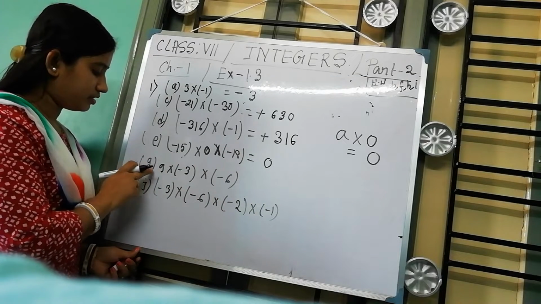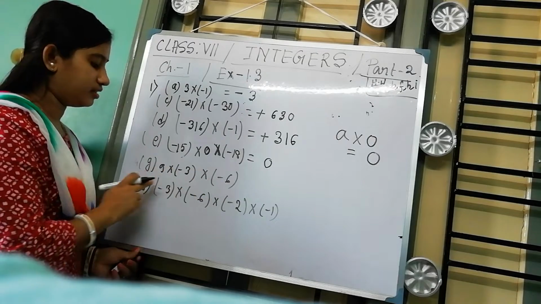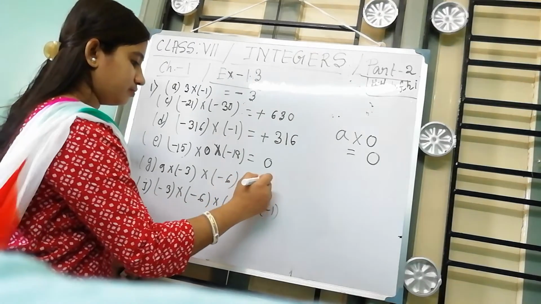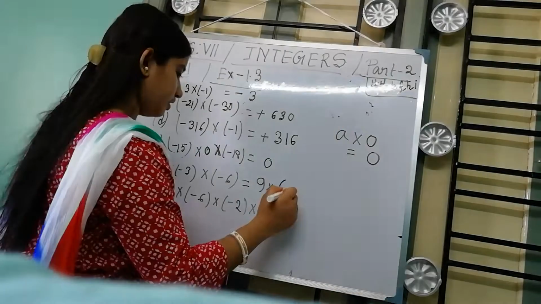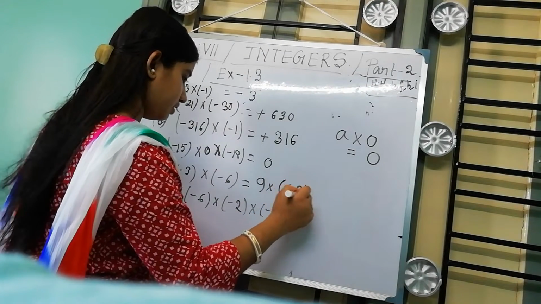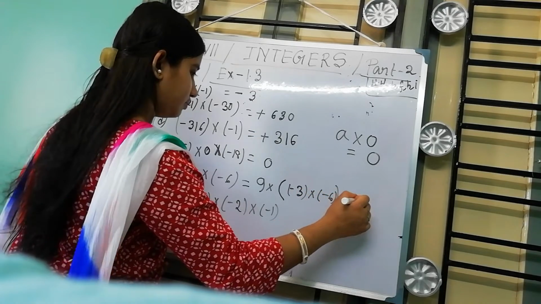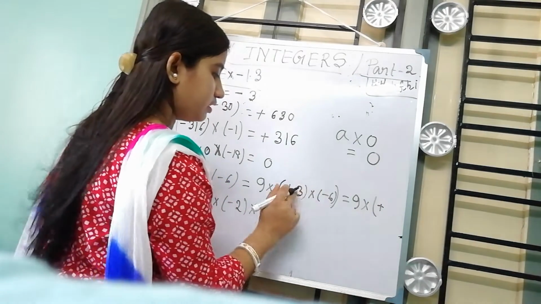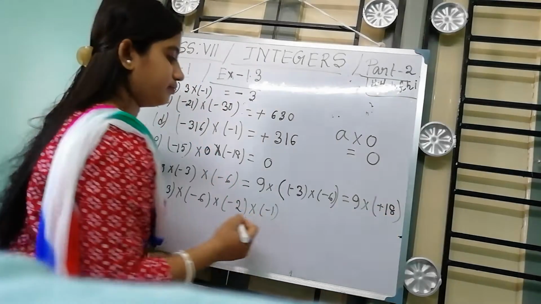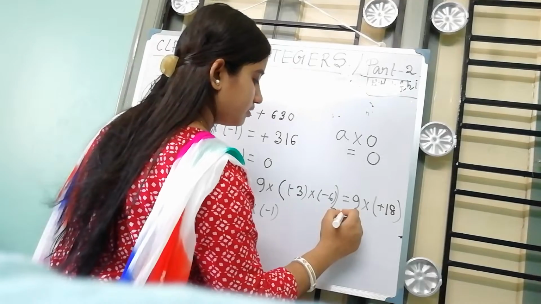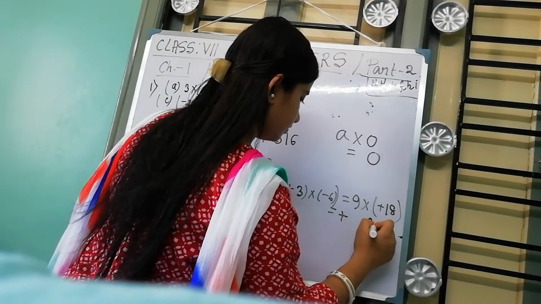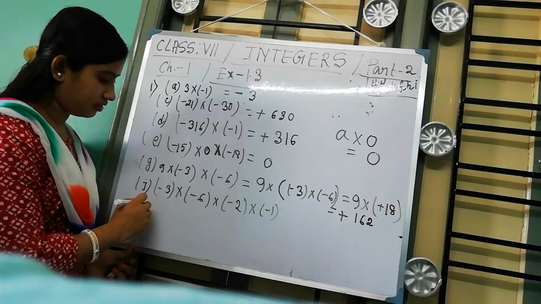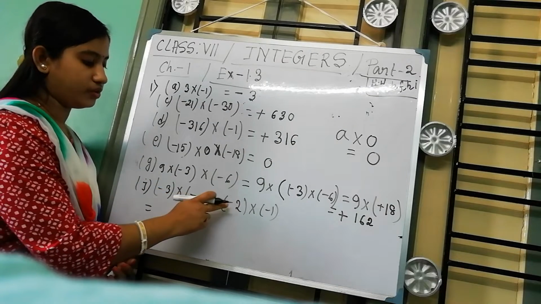Now number C, 9 into minus 3 into minus 6. At first we multiply minus 3 into minus 6, and you give a bracket. Minus 3 into minus 6 has 2 minus signs, that means plus, so plus of 3 into 6, which is 18. Now here plus and plus is plus. So this is 162.